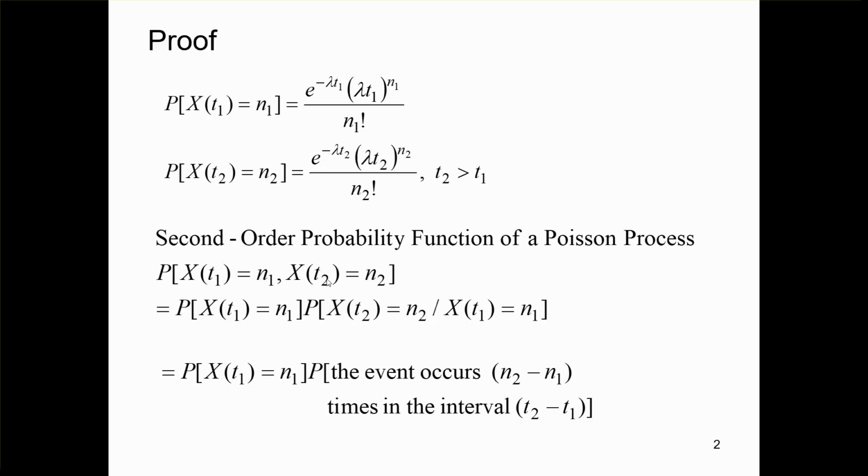So now we come again to this probability, the second order probability function. You can write this as a conditional probability. As you know, if it is P(A and B), then you can write this as P(B) into P(A/B). So that will be used here. So this is probability X(t1) equals n1 into probability X(t2) equals n2 given X(t1) equals n1, right?